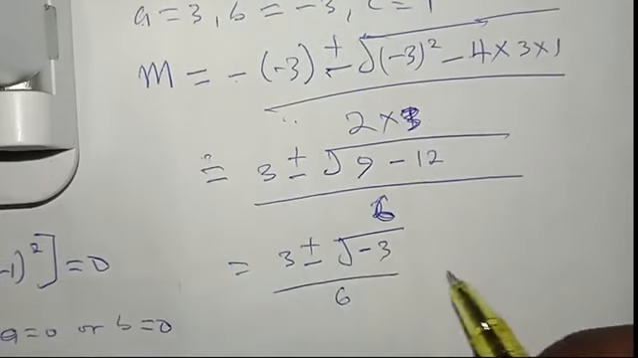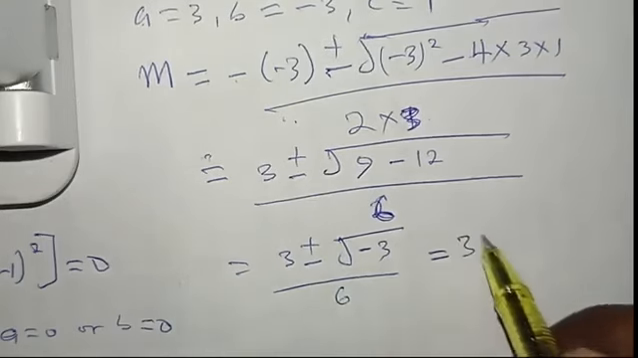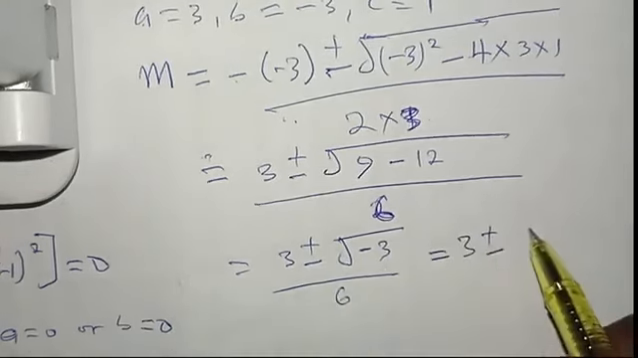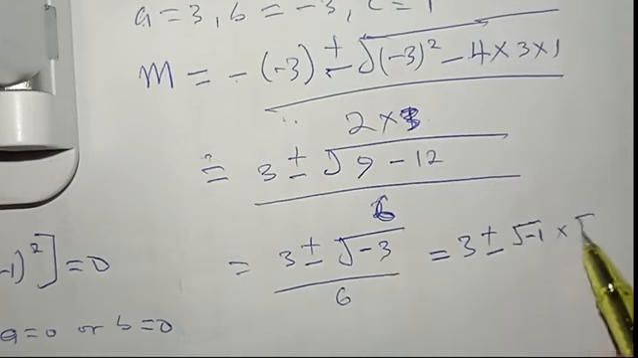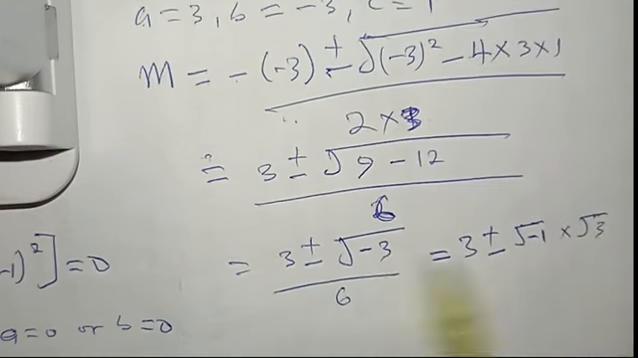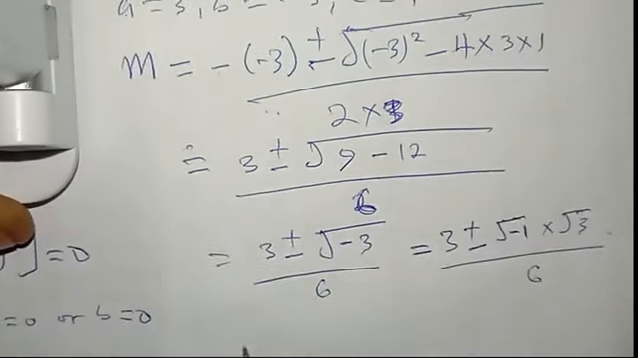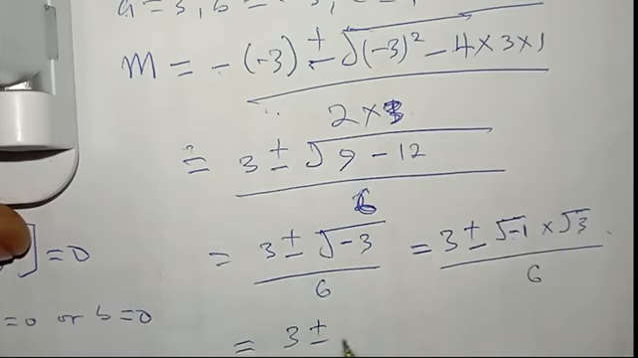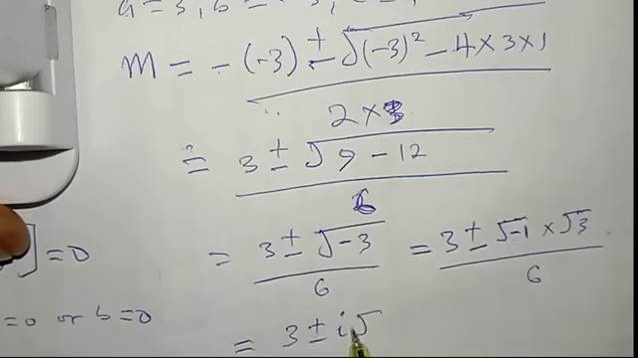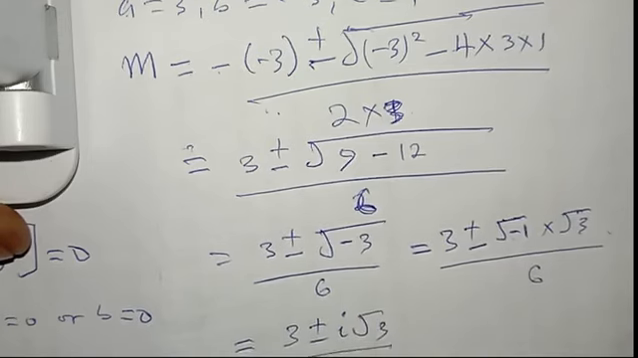Okay, so simplifying for that, this is 3 plus or minus... we can actually split this to be root of minus 1 and then multiply by root 3, so that when I multiply these two roots right here, I'm going to have root of minus 3, and it's all divided by 6. And of course, this root of minus 1 is actually i. Okay, and then multiplied by root 3, divided by 6.